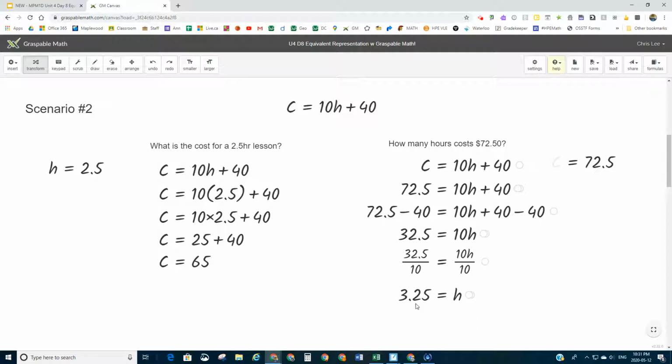And I find out that you get 3.25 hours for $72.50. Of course, $40 of that money goes towards the lift ticket, so we get rid of that much. We're left with $32.50 divided by $10 an hour. And it turns out our lesson was just over 3 hours long. All right, let's try scenario 3.